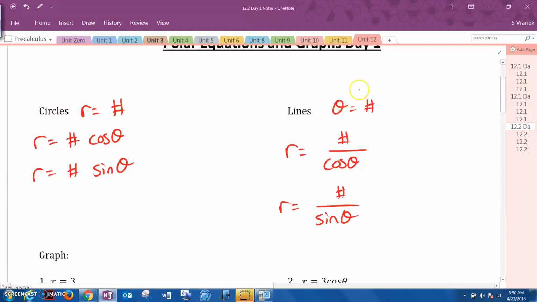When you have lines, you get just theta equals a number, or you could have r equals a number divided by either cosine or sine of theta. And we're going to look at each of these examples and what they look like.